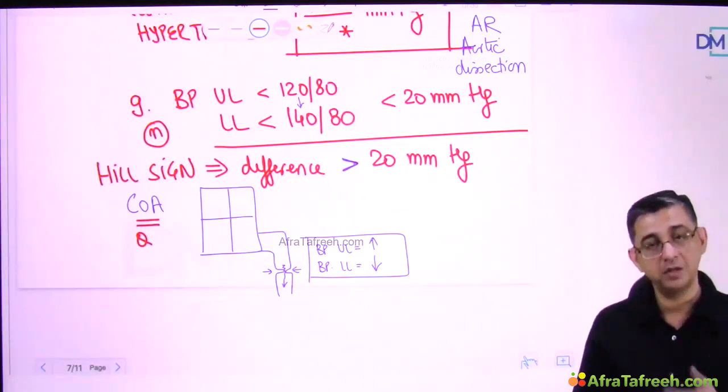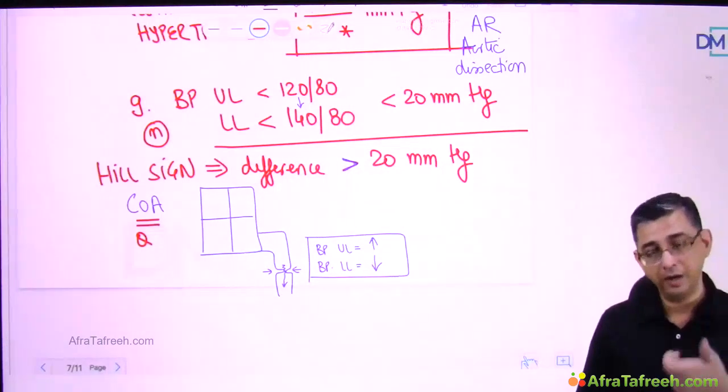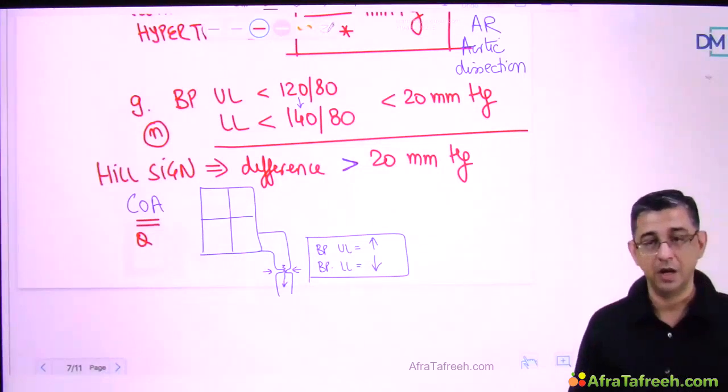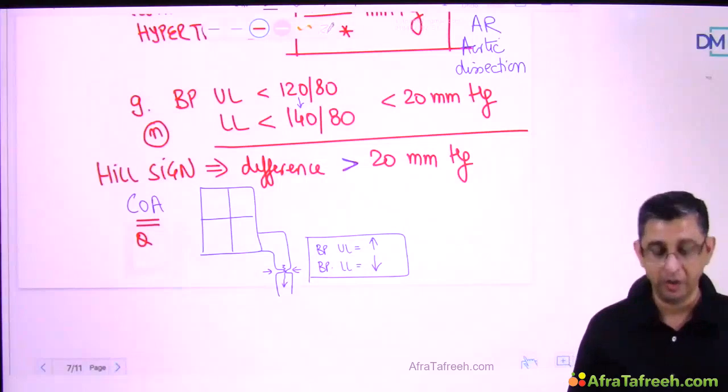Accentuation, or a difference in upper limb and lower limb BP of more than the normal 20 millimeters, going up to 40 to 60, is a feature of aortic regurgitation. So that would be a couple of very classical signs which are encountered in this condition.